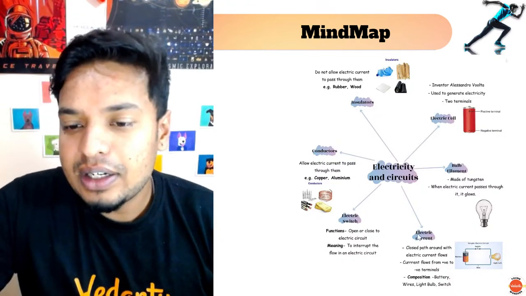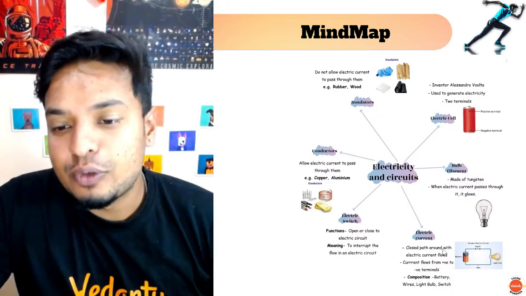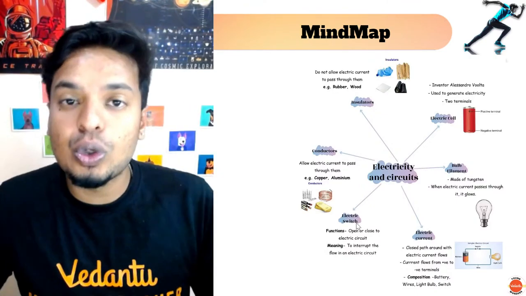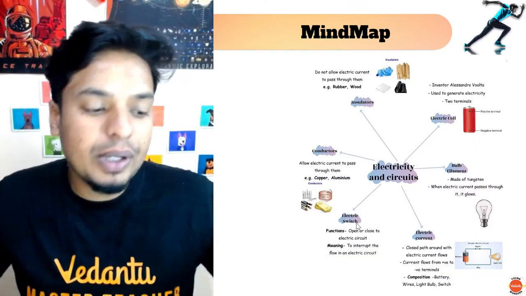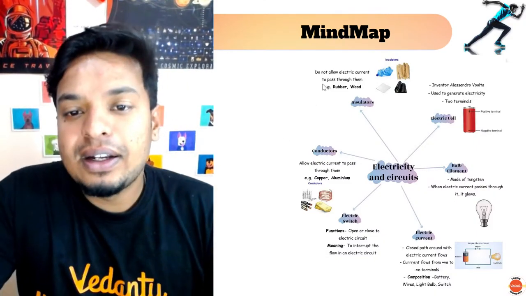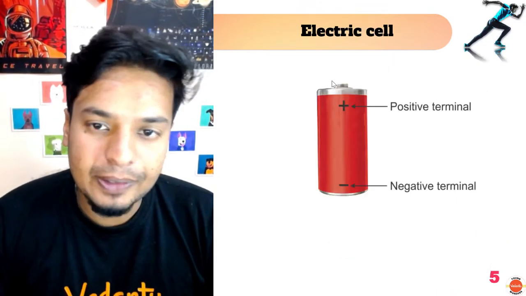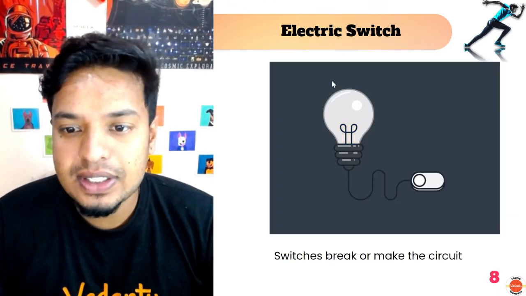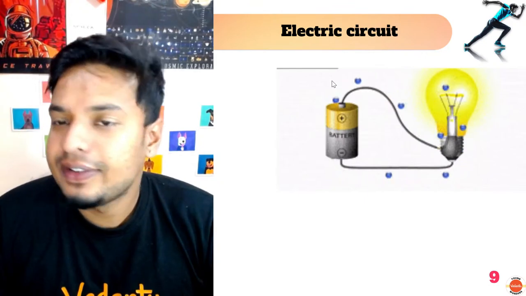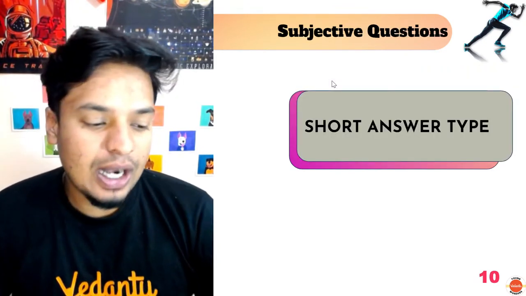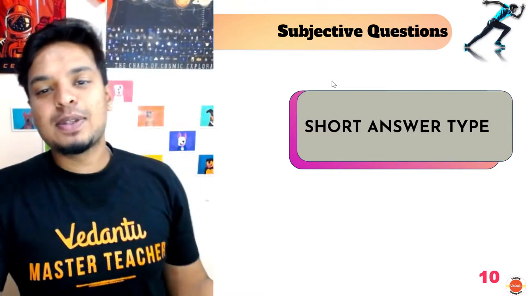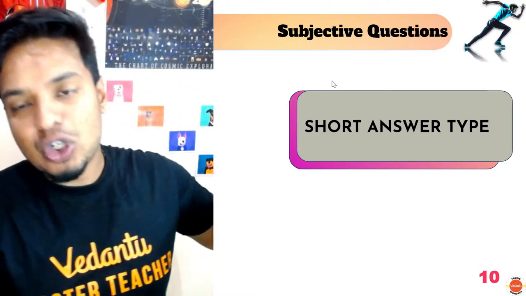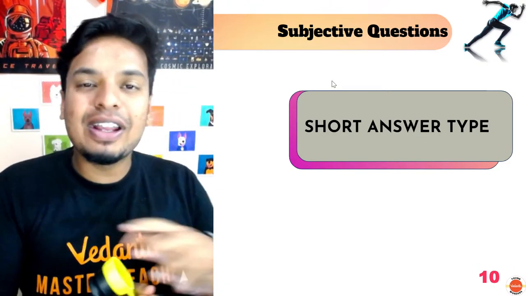Electric current we saw, it flows from positive to negative. Electric switches are used to either close the circuit or open the circuit, that we saw. Then conductors and insulators also we saw. Now let's go for some short answer types. We will solve some of the questions you have got in your exams. Once we solve them, you'll be thorough in this chapter. Then we can go for the weekly quiz.